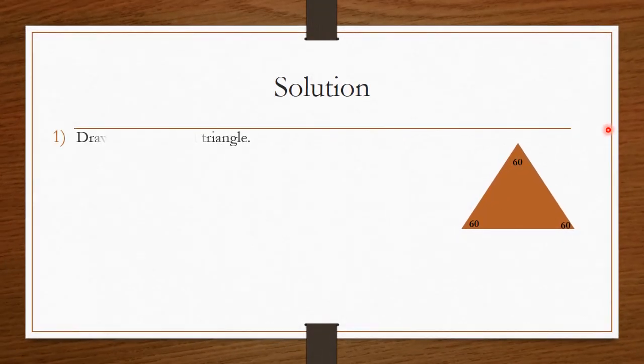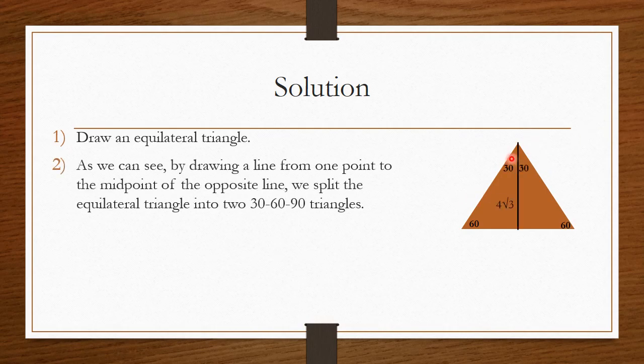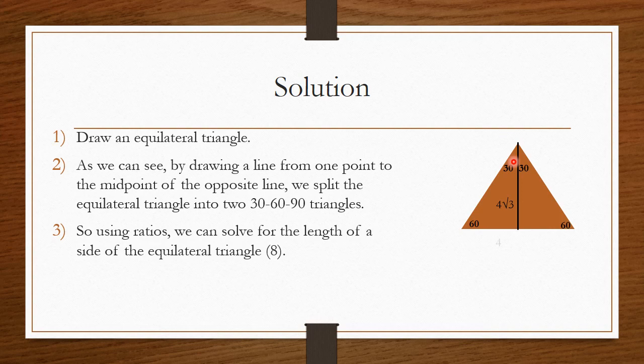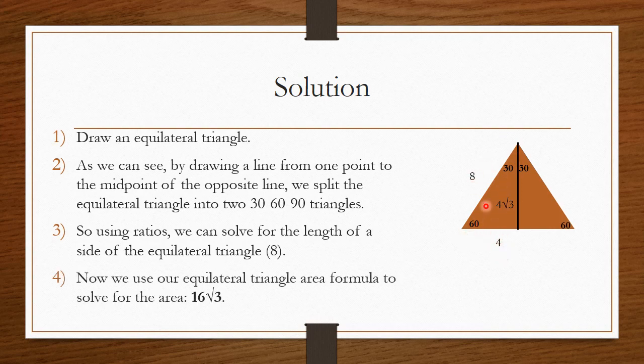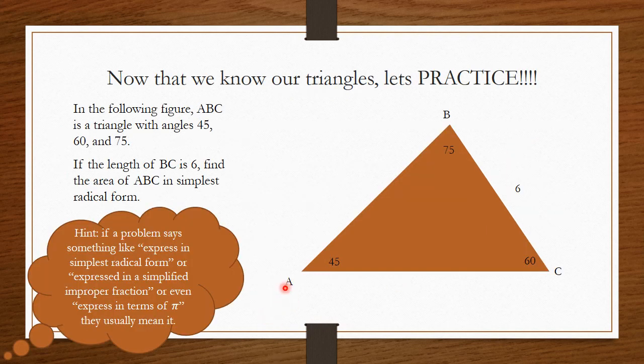We draw the equilateral triangle. Then we divide this into two 30, 60, 90 triangles. So using ratios, this must be 4, this must be 8. So the side length is 8, and we use the formula to get 16 root 3. So now here's some more practice.